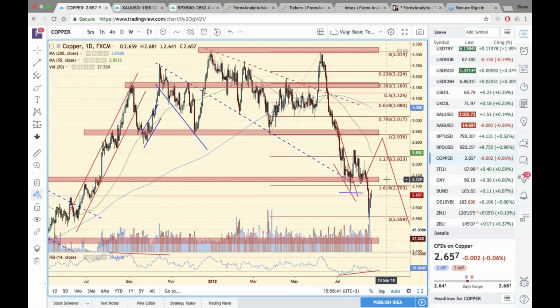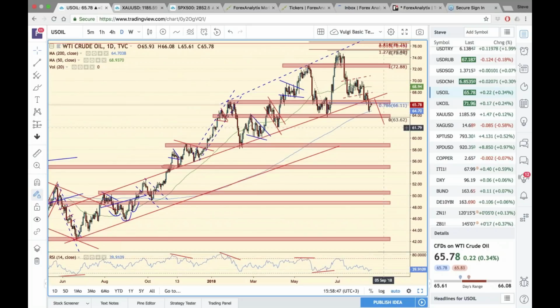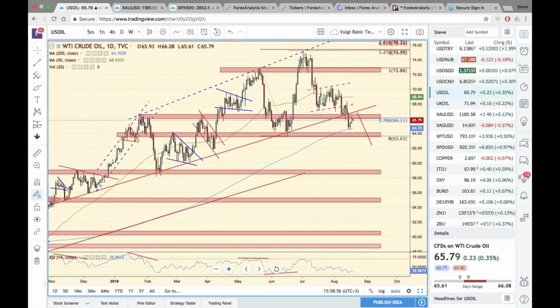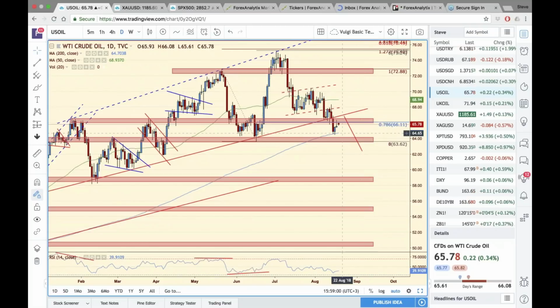Let me go through crude, because first of all, I have to say that I'm still holding half of my short in crude, and I like to keep holding it as long as this previous support area is acting as resistance. Ultimately, I would want to see a move down towards 63.80.